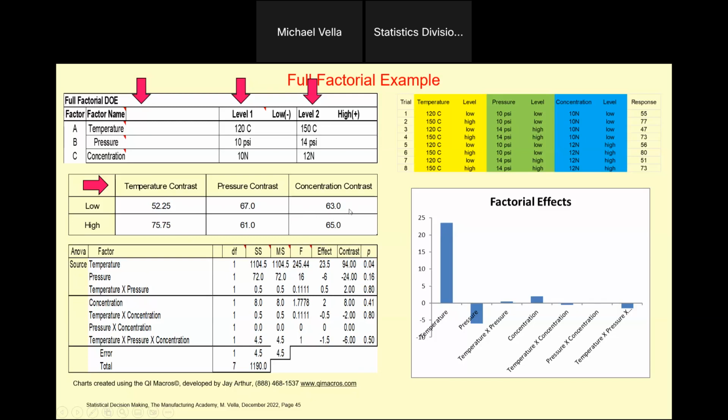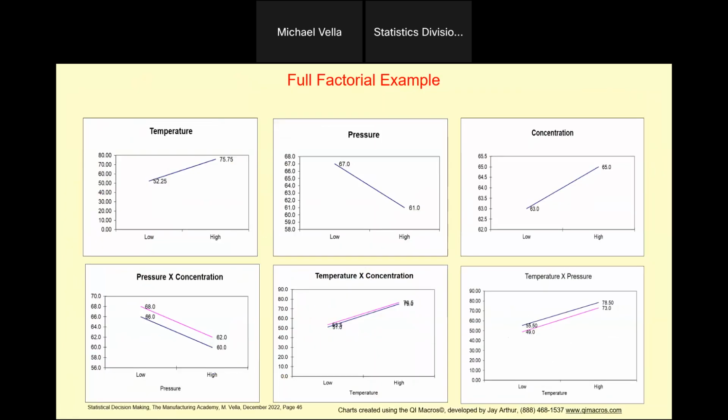You see that temperature has a huge contrast compared to the pressure contrast and the concentration contrast. So you may want to stop the experiment and say, holy cow, let's talk about temperature, because that's really the big dog in this fight. But in this case, we'll go ahead and do the analysis. We can see that the temperature F is 245. It's enormous. That's a full factorial, and this QI software also provides us with the tables here, and that's quite helpful if you want to look at it graphically.